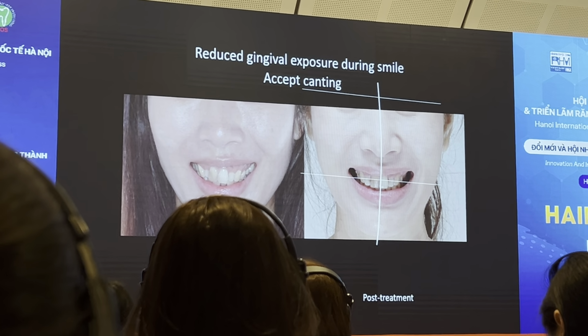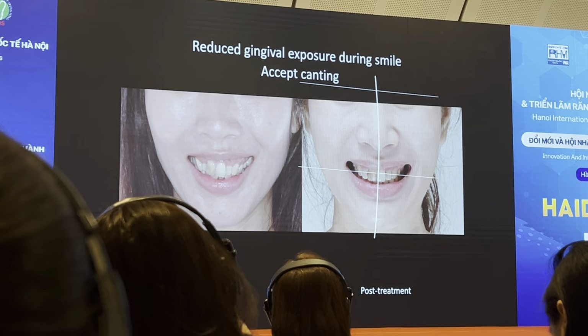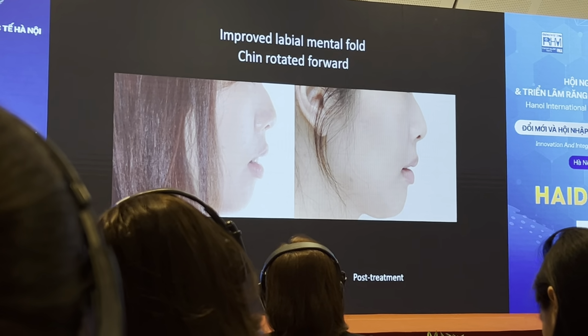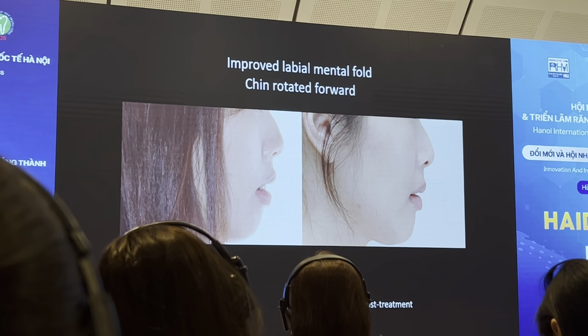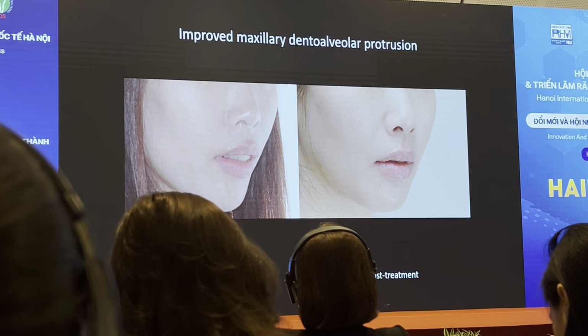But I did not attempt to correct the canting as it matched with her deviated chin, which made her smile look more natural. So labiomental flow was improved because the chin was rotated forward slightly. Maxillary protrusion was improved.